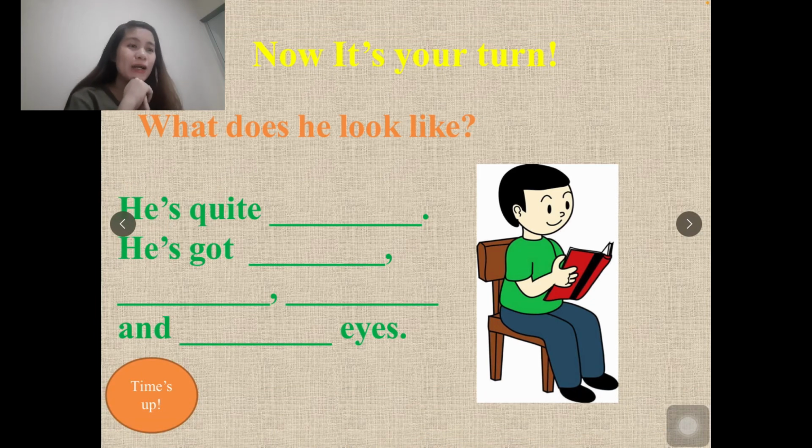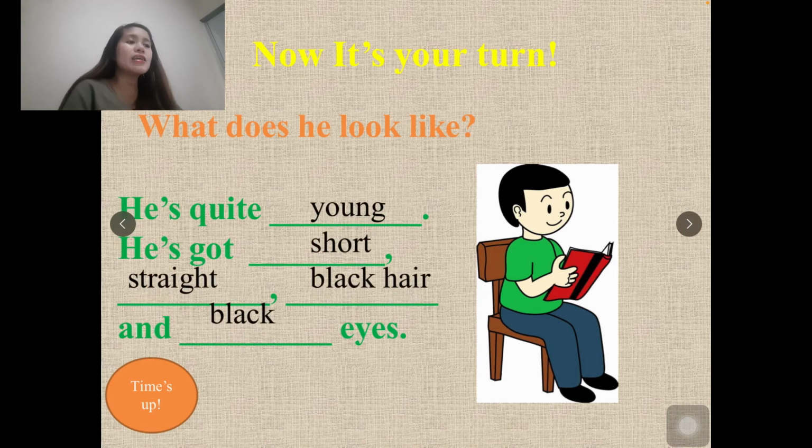Okay, time's up. So the correct answer is he's quite young. So you can see in the picture, he's quite young. He's got short, look at the hair, short, straight. It's not curly. It is straight. And black hair. The color of the hair is black. And also, the color of the eye is also black. So, that is when you describe a person.